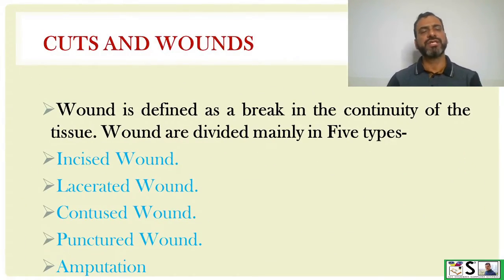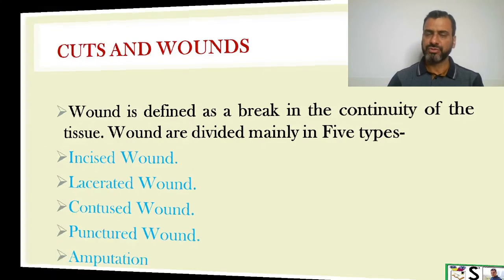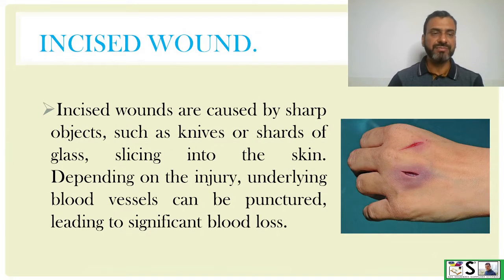What are cuts and wounds? Wound is defined as a break in the continuity of skin. Wounds are divided mainly into five types: incised wound, lacerated wound, contused wound or contusion, punctured wound, and amputation. Now we will discuss them one by one.